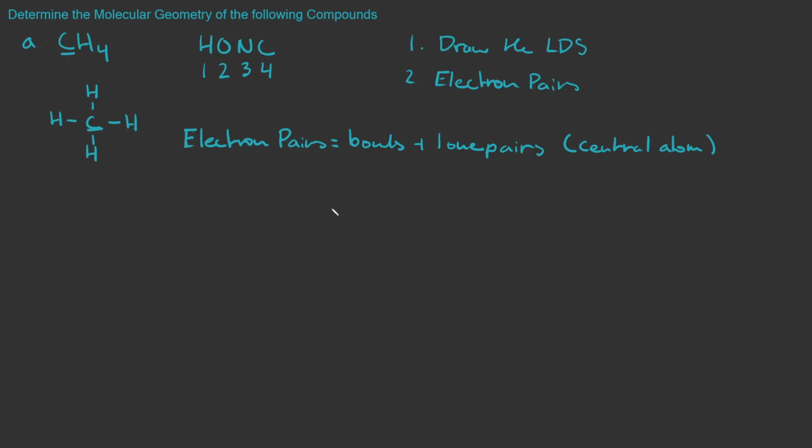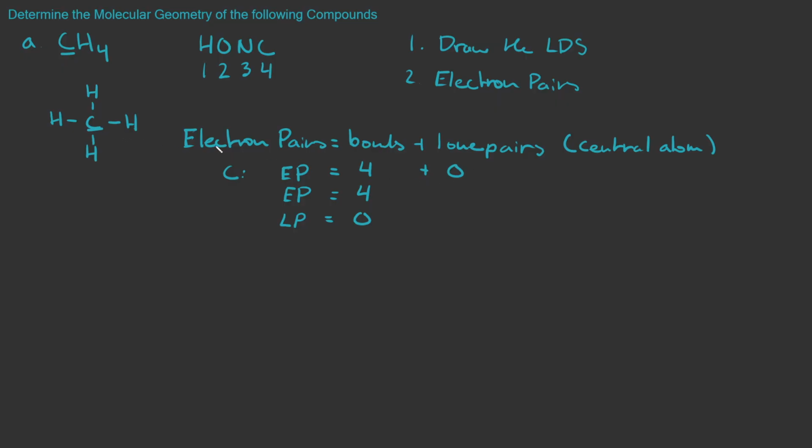Let's count how many electron pairs we have for carbon. I like to abbreviate electron pairs as EP. For carbon, we have 1, 2, 3, 4 bonds associated with this carbon. Then we have 0 dots attached to our carbon, so we have 0 lone pairs. And so we have a total of 4 electron pairs. The only other important piece of information is that we have 0 lone pairs, which I like to abbreviate as LP equals 0.